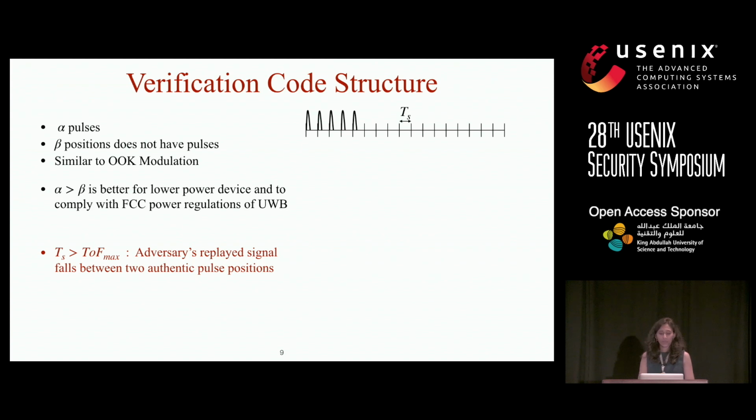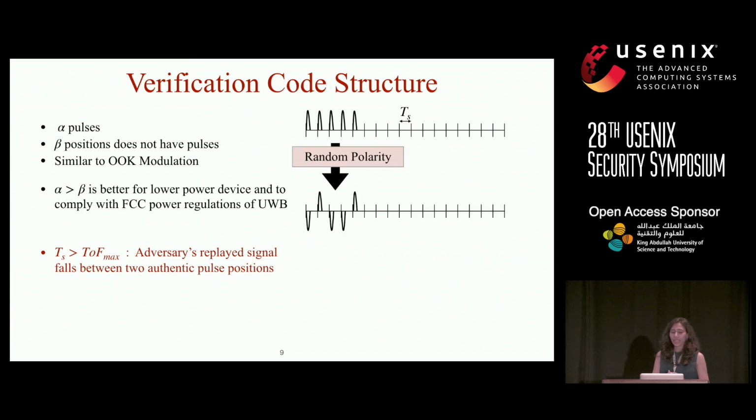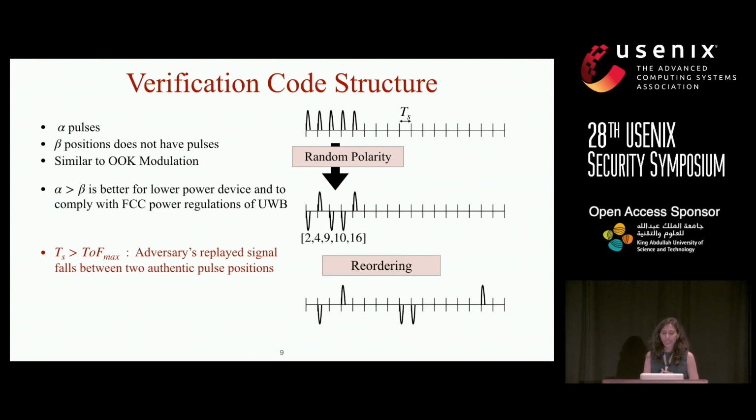Here we have alpha pulses. There are beta positions where we don't have pulses. This can be considered as an on-off keying modulation scheme because over there also we have some positions which have pulses and which don't have pulses. But before transmitting this signal, we randomly change their polarity. And after changing their polarity, we reorder these pulses.